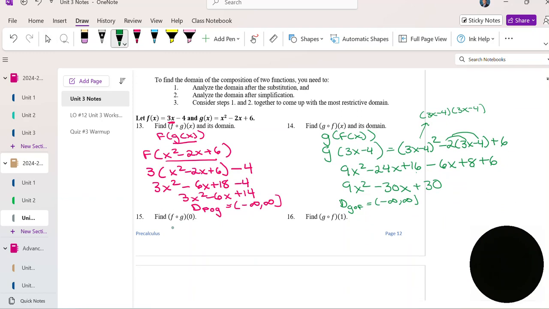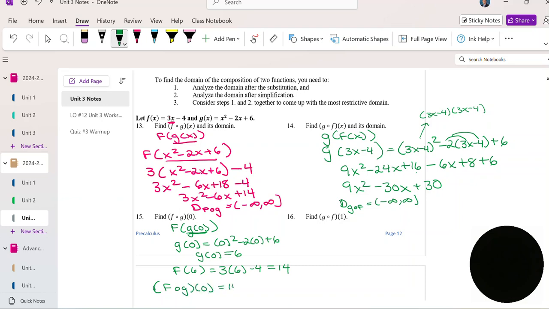F of g of 0, so what that means is first you're going to find g of 0. So that's 0 squared minus 2 times 0 plus 6. So g of 0 is equal to 6. And now you're going to replace this with 6. So it becomes f of 6. And that is equal to 18 minus 4. So f of g of 0 is equal to 14.